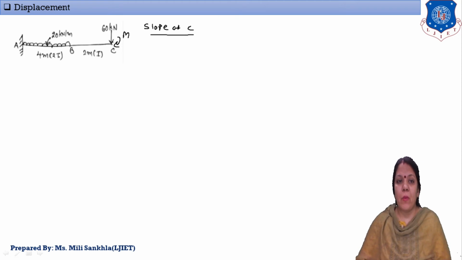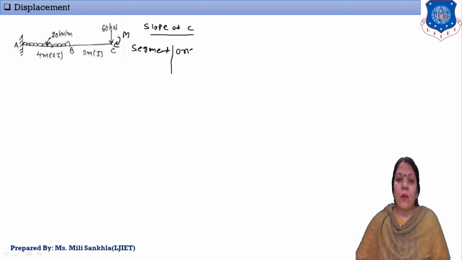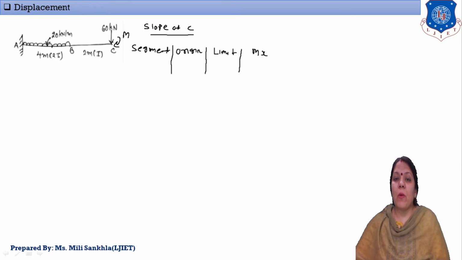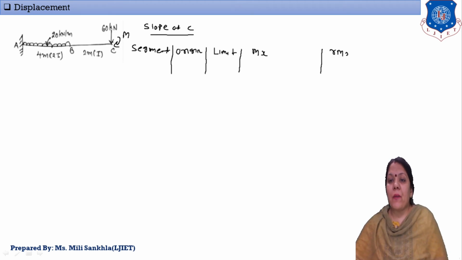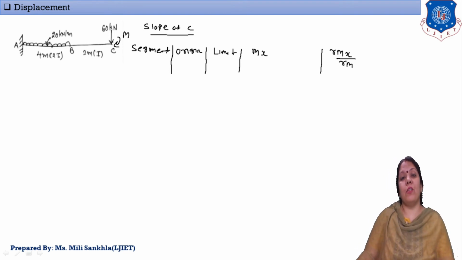Now again we make a table. First of all write down segment, and second we write down origin point, third we write down limit, then next we write down Mx, the equation of Mx, and here I mention del Mx by del M because we differentiate this given equation with respect to M.